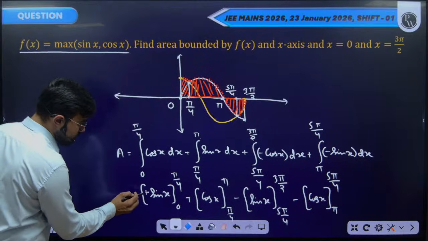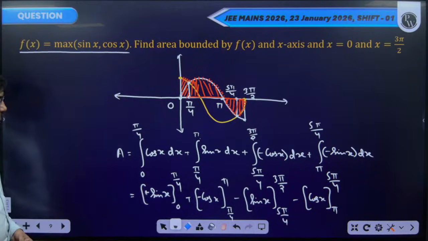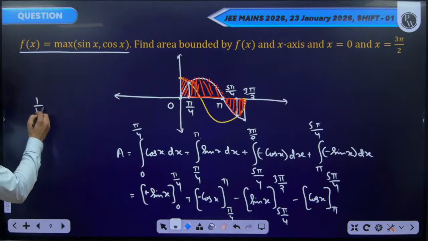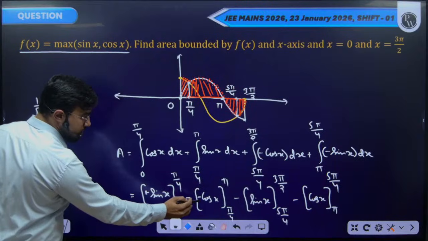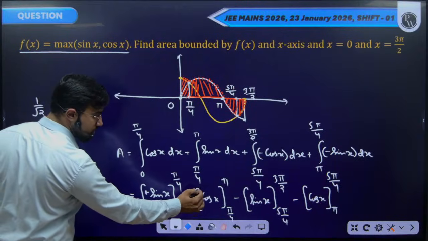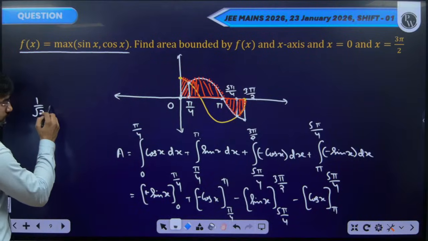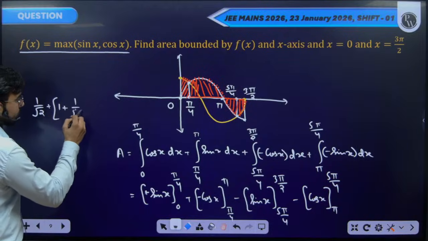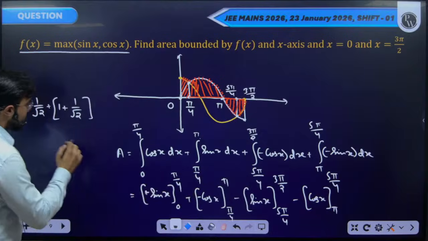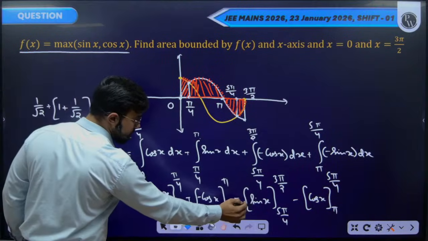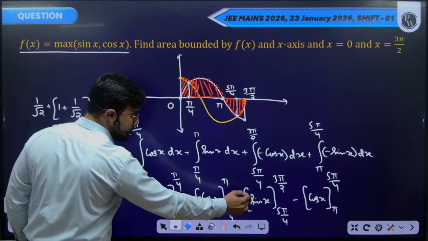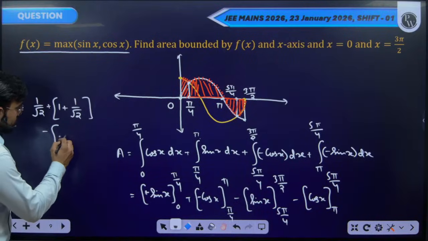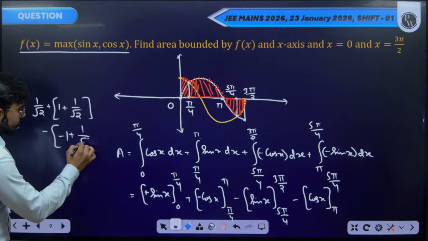So this is plus and this one is minus. Just calculate this value. So sin pi by 4 minus sin 0 is 1 by root 2. This value is minus cos pi, which is plus 1, and you can add it: plus 1 plus 1 by root 2. For this value, minus of sin 3 pi by 2 is, sin 3 pi by 2 is minus 1, and sin 5 pi by 4 is, so this is minus 1 plus 1 by root 2.